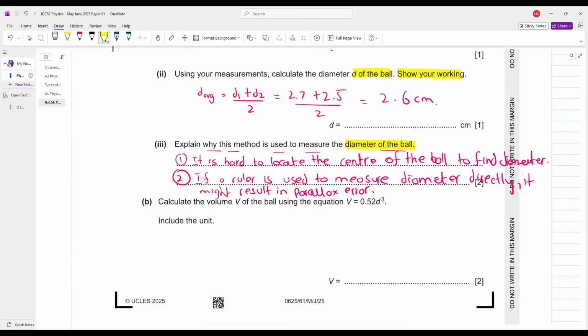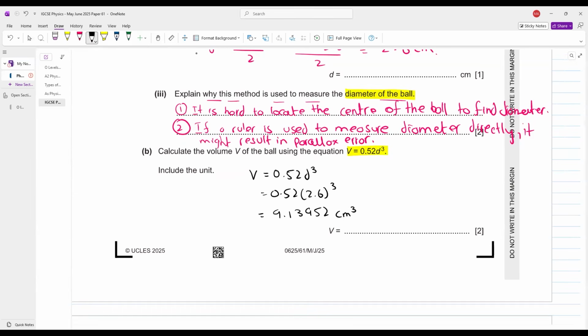Calculate the volume of the ball using this equation. You have to calculate the volume of the ball using this equation. How will you do that? Volume is equal to 0.52 d cubed. What was the value of D? 2.6 cubed. Let's calculate this answer: 2.6 cubed times 0.52. If you put this in the calculator, you will get 9.13952 cm cubed. Because your diameter was in centimeters, your volume will also be in cm cubed.